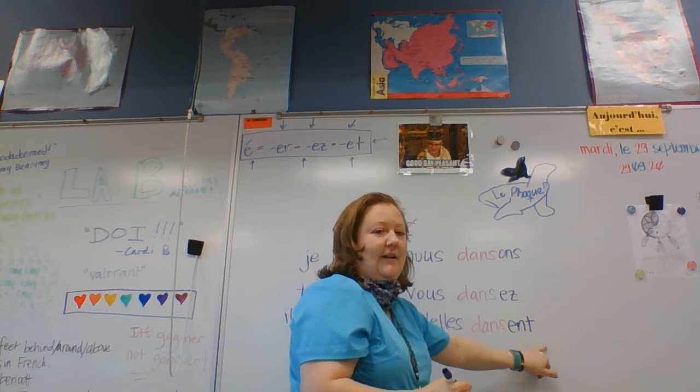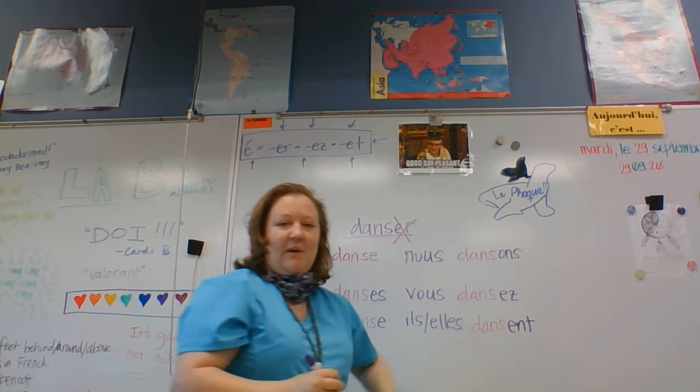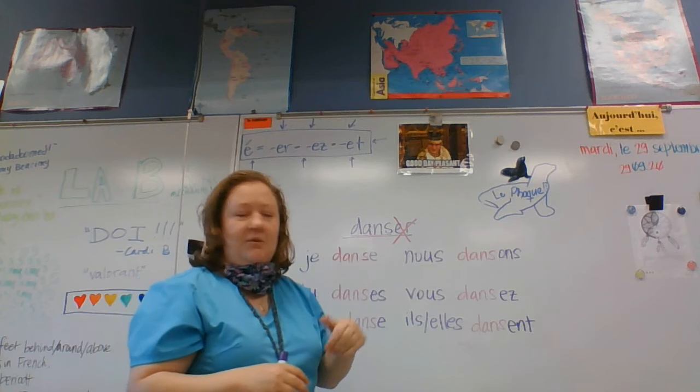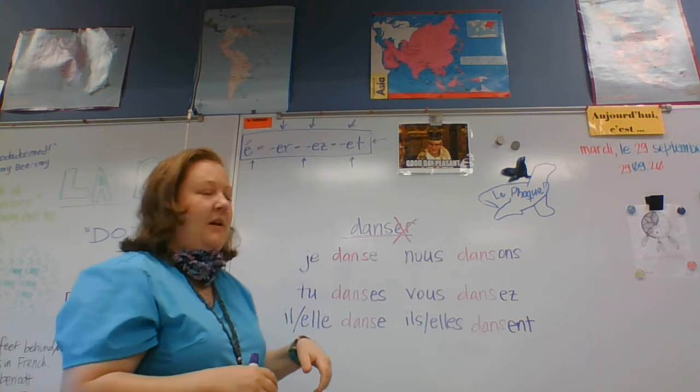Okay, for ils and elles plural, it is always going to be ent. And you know what's wild about that? It's totally silent. Those 3 letters, they're not even there. You're not even going to say them. They're just there to look good, basically.